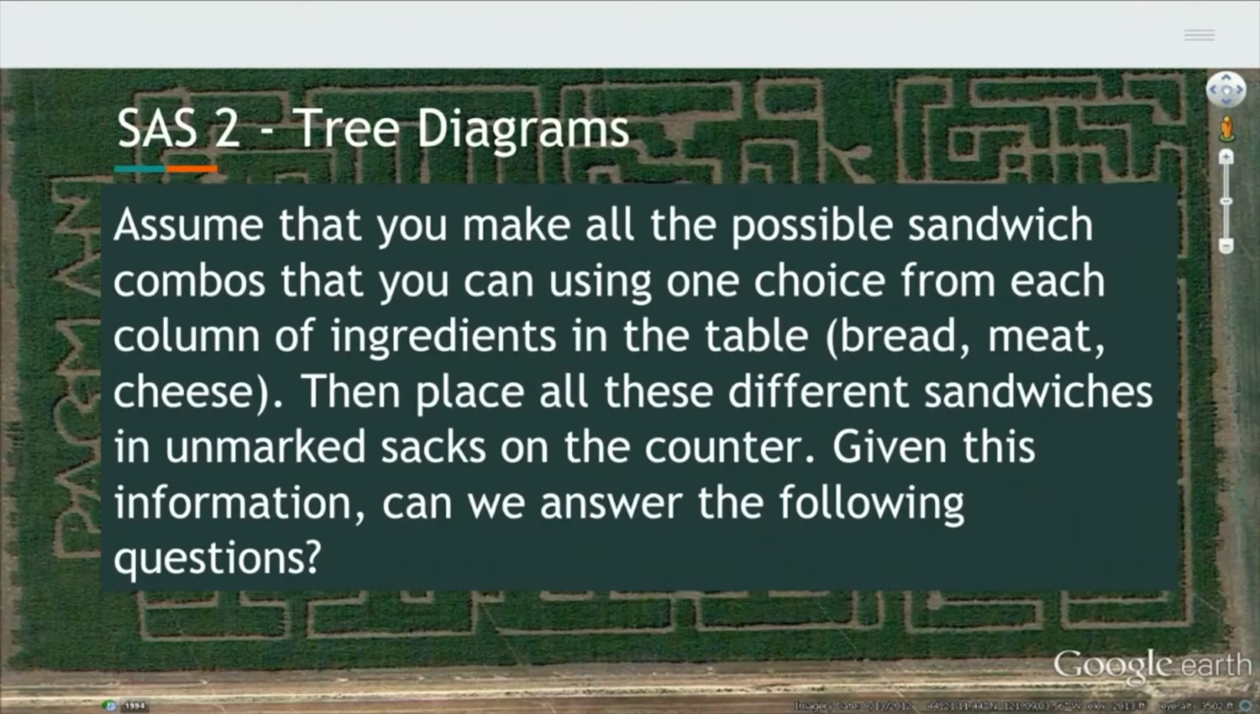Let's assume, for the case of this lesson, we make all the possible sandwich combos that you can make using one choice from each column of ingredients in the table: one bread, one meat, one cheese. We'll place all these different sandwiches in an unmarked sack on the counter. Given this information, can we answer the following questions?